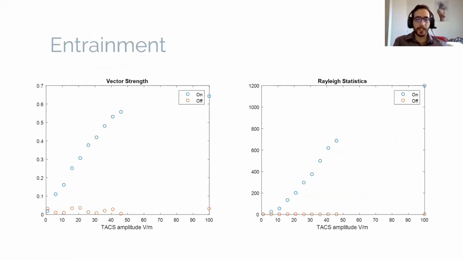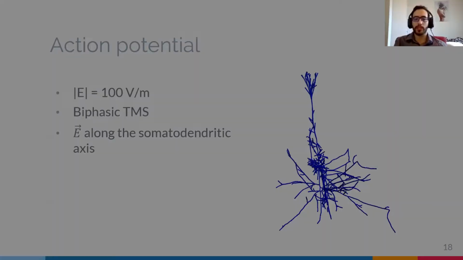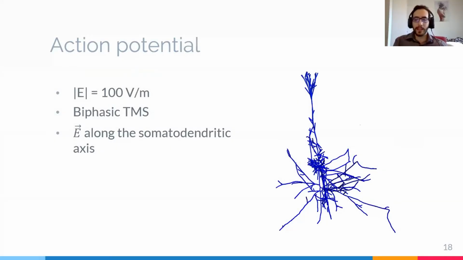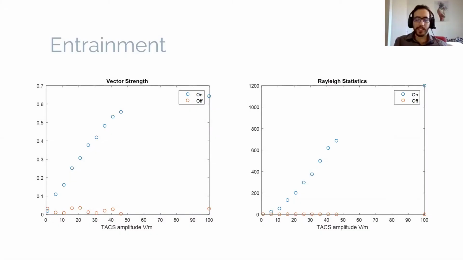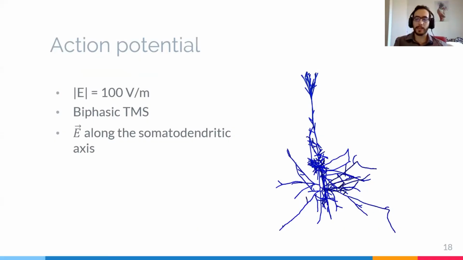And here is the dependence of the entrainment on the intensity of the tACS. I'm not going to go through the details, but if we increase the amplitude, as we expected, we see more entrainment. And then I'm going to change gear a little bit and talk about TMS and how TMS affects neurons.